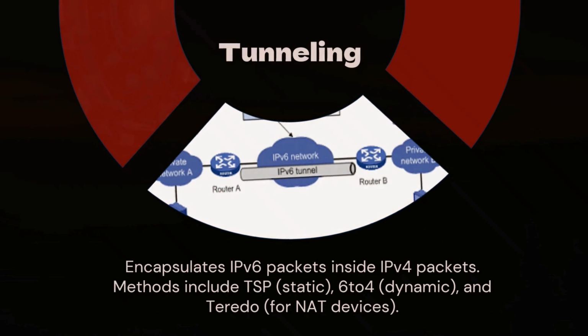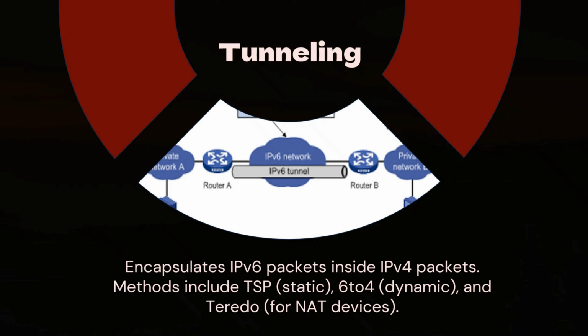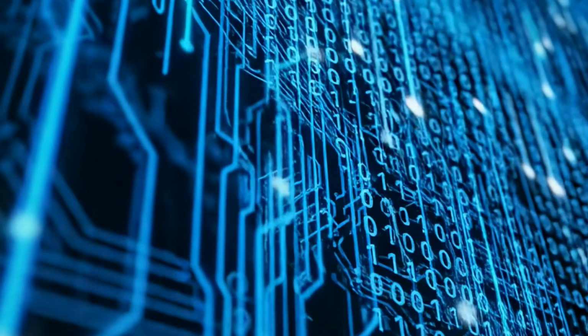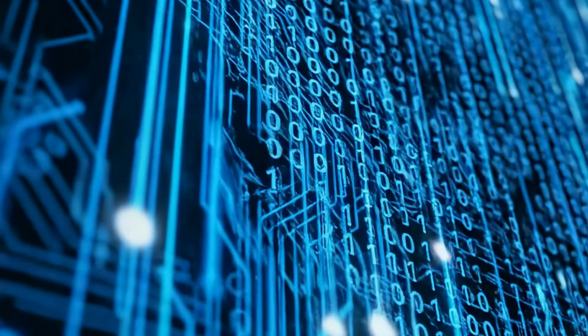Third option, tunneling. Now, tunneling allows IPv6 networks to communicate across IPv4 networks by encapsulating IPv6 packets inside an IPv4 packet. This process often uses tunnel brokers, which set up and manage the tunnel connection. Now, common tunneling methods include static tunneling or TSP. It requires manual configuration. Dynamic tunneling or 6to4 establishes tunnels automatically, or Teredo tunneling designed for IPv6 hosts that sit behind an IPv4 only NAT device.